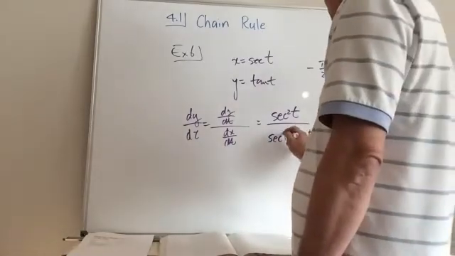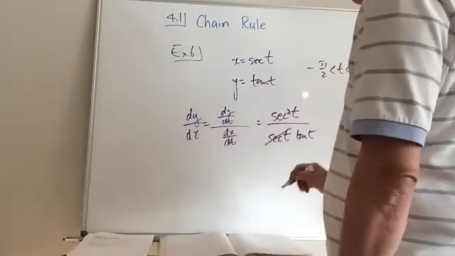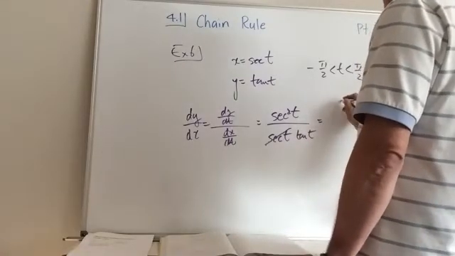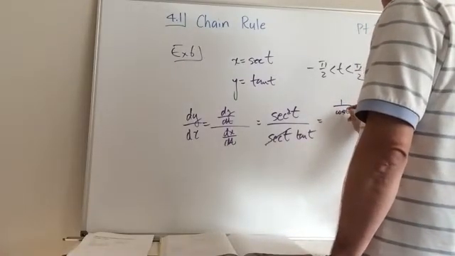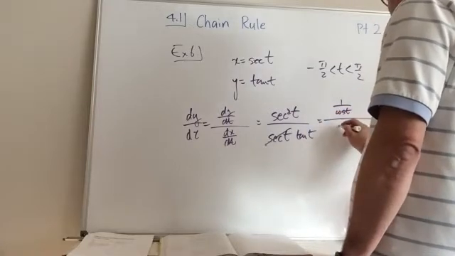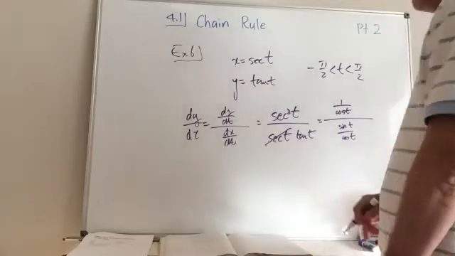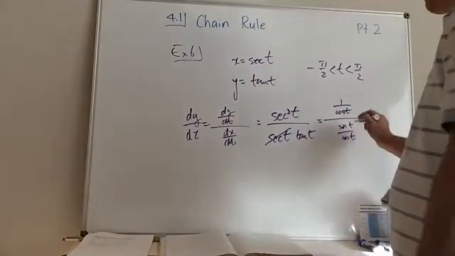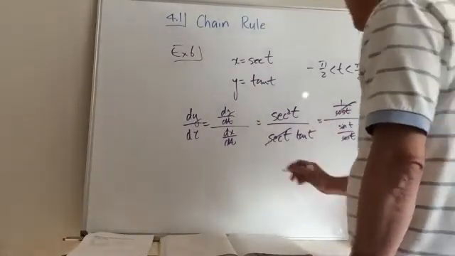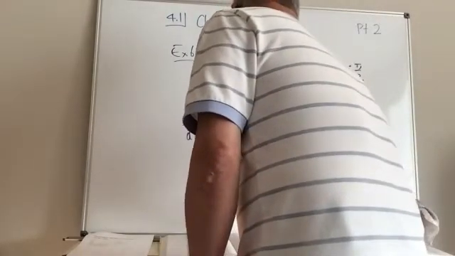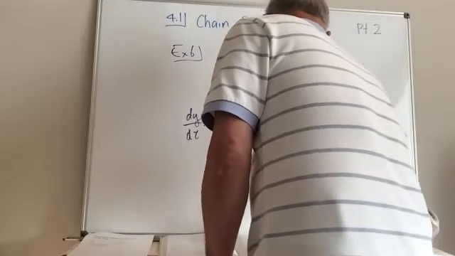As you see, the secant t and one of them cancel out. So I have secant t over tan t. Secant is 1 over cosine t. Tangent is sine t over cosine t. Multiply top and bottom by cosine t. These cancel out. I am left with 1 over sine t, which is basically cosecant t.